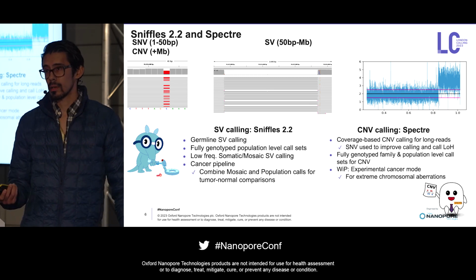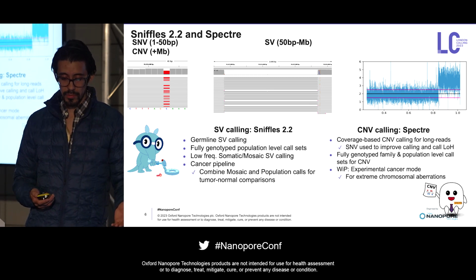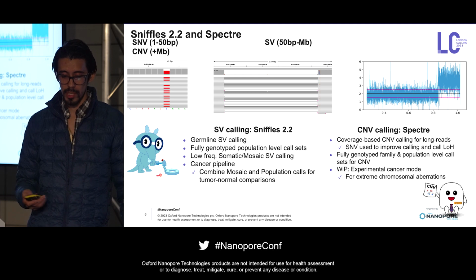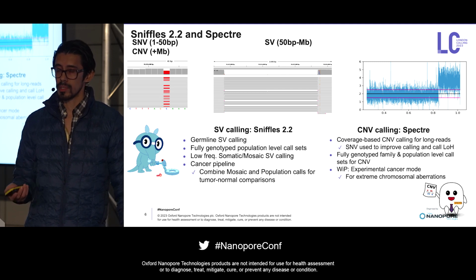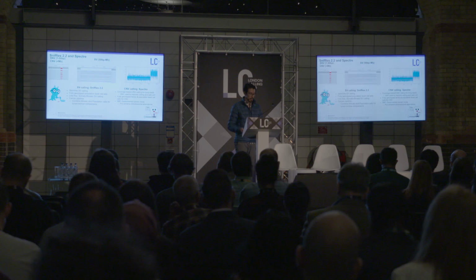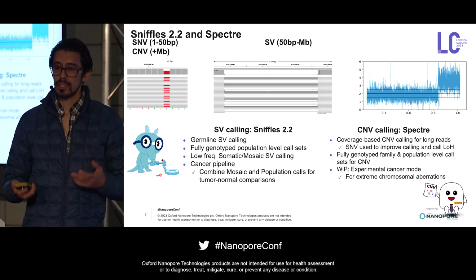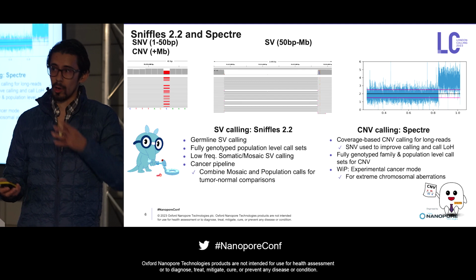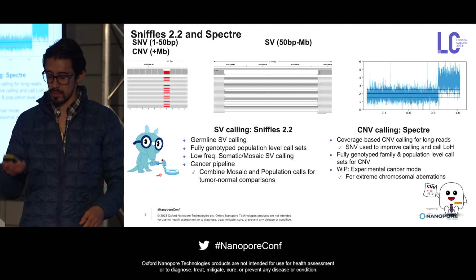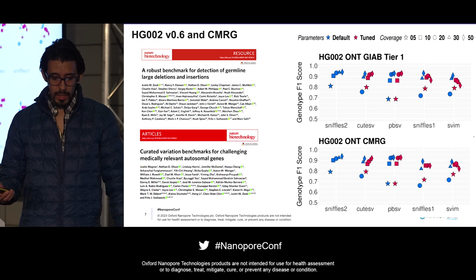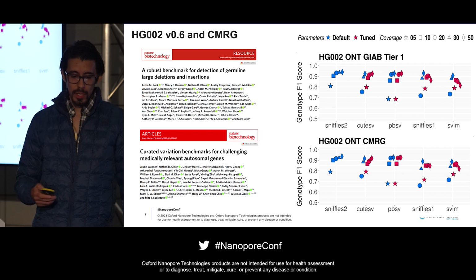We are also working on similar steps as in Sniffles to have fully genotyped family and population calls, and we have an experimental approach, still work in progress, for cancer, as these genomes tend to be really messed up with a lot of aberrations. Estimating the correct copy number status as neutral has been challenging for us. So first, I'm going to talk about Sniffles.